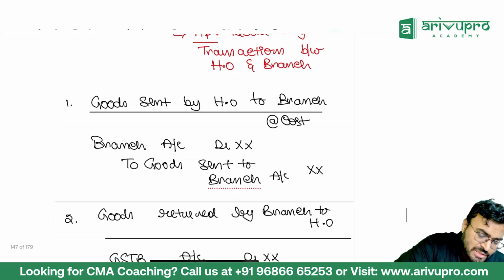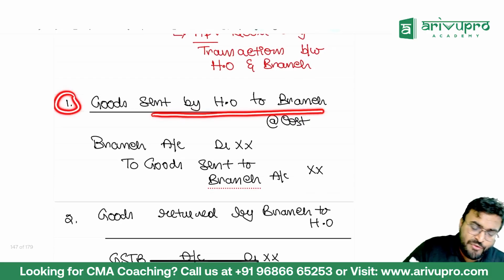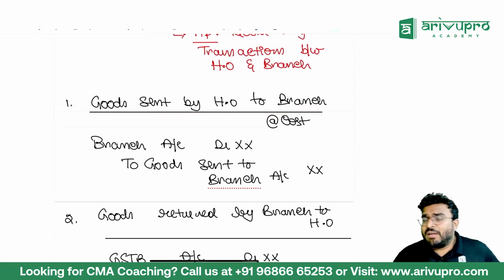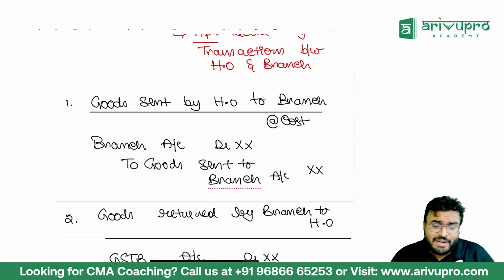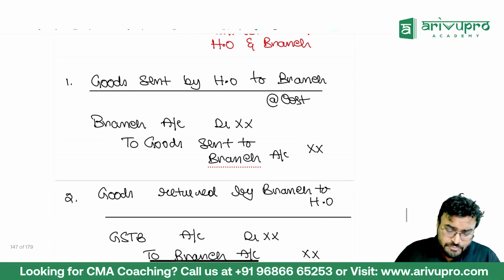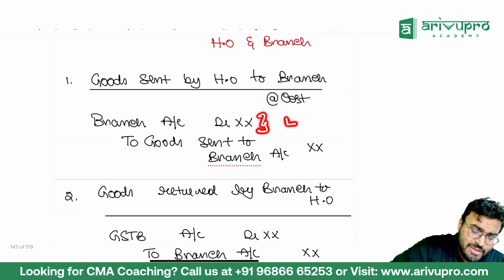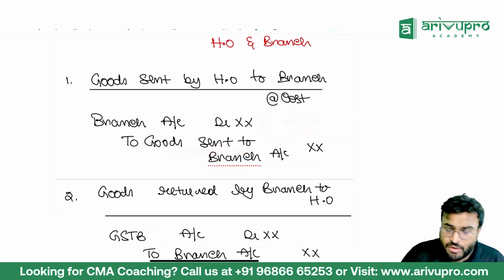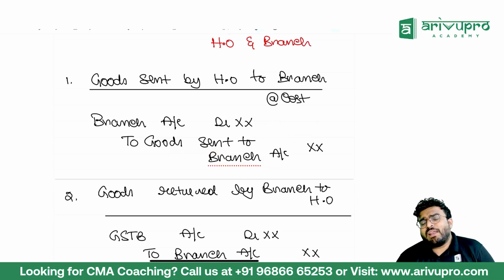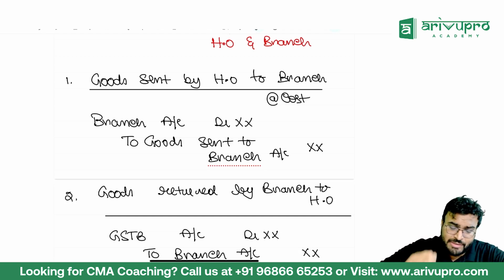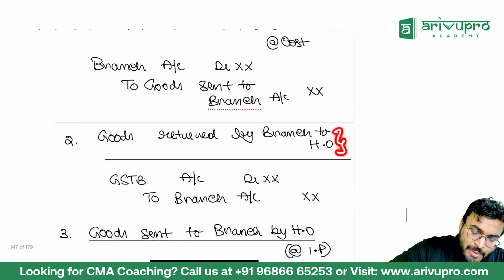Clear? First, goods sent by head office to branch. When goods are sent by head office to branch, what should be the entry? If it is at cost, if it's at invoice price we will see later, branch account is debited because it is an expense for the branch, to goods sent to branch account. If you remember consignment, there we used to write consignment account debited to goods sent on consignment. Similar it is.